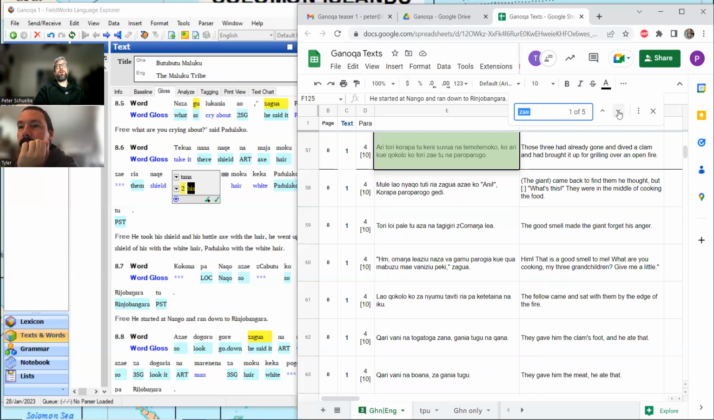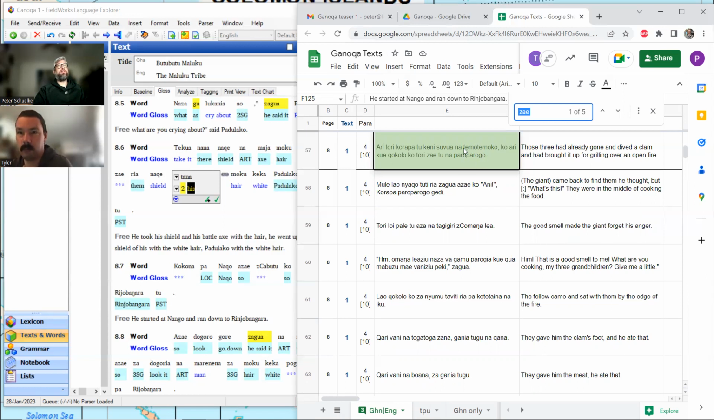Zai has already gone and dived a clam. That could be a different Zai in paragraph 10 that you got highlighted there. Dived a clam and had brought it up for grilling over an open fire. I don't think so. I think that it's a perfect example of how directionals are used as verbs and other things, because they have it as grilling over an open fire.